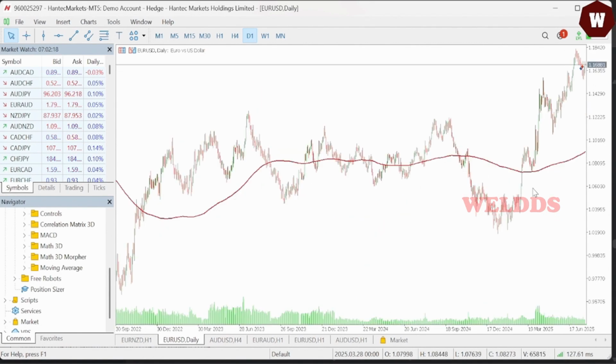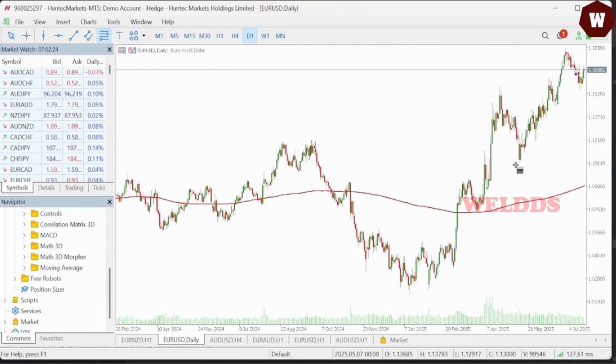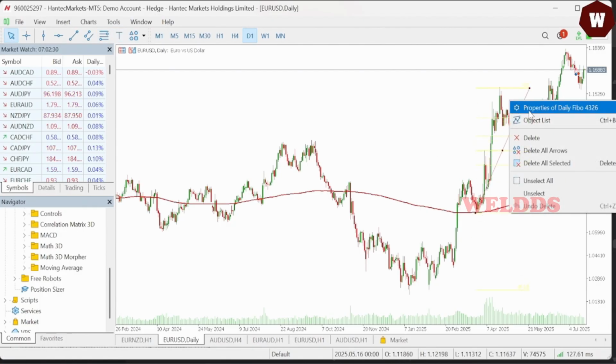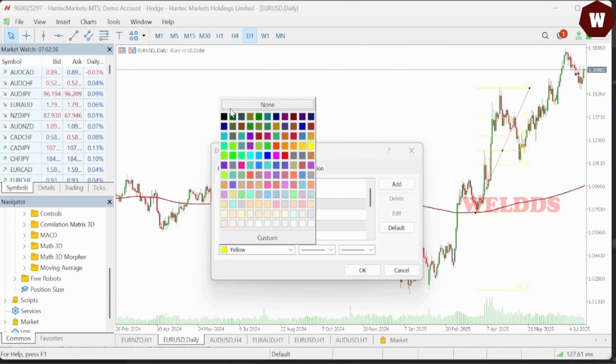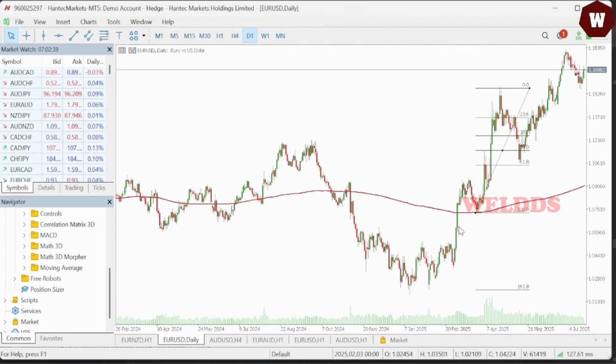So if, for example, I take my Fibonacci tool and I measure from here to here, this is not very clear, but let me make it clear. If you go to properties and then you go to level, I want to change that color to black so that you can see. Then you do okay. You can see that the market started from here, push up, then came back.